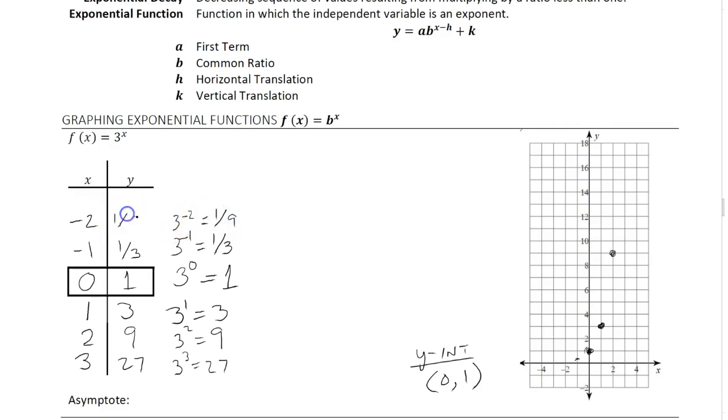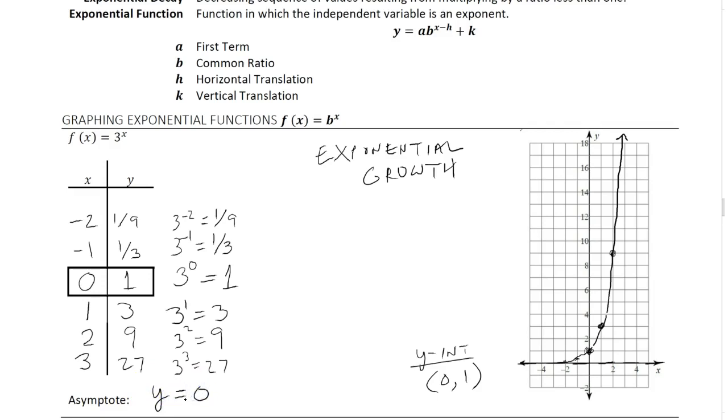Graph negative 2, 1/9. The graph gets steeper and steeper as it goes to the right. This is called exponential growth. As the graph goes to the left, it gets closer and closer to the x-axis, but it never crosses the x-axis. This means that the x-axis is what is called the asymptote, a line that the graph never crosses. The asymptote for this graph is y equals 0.